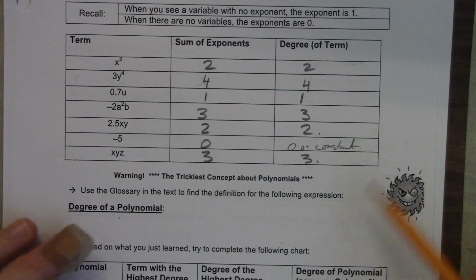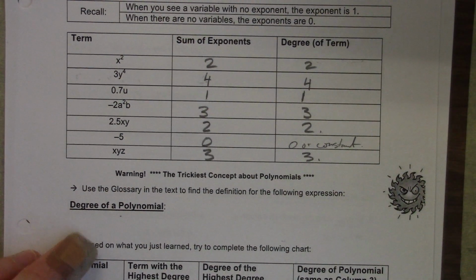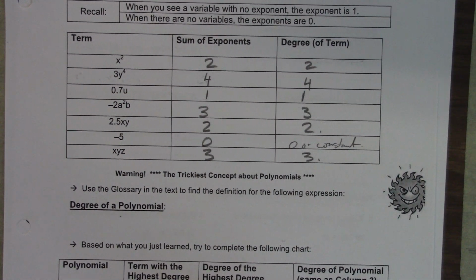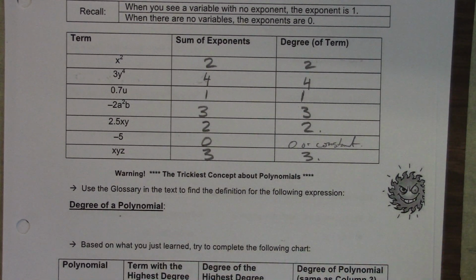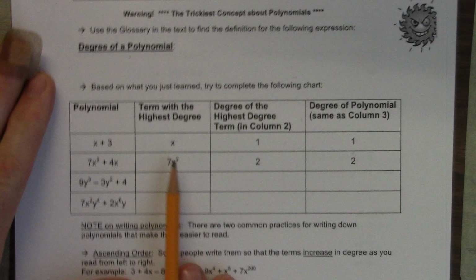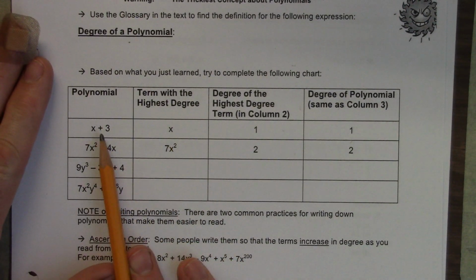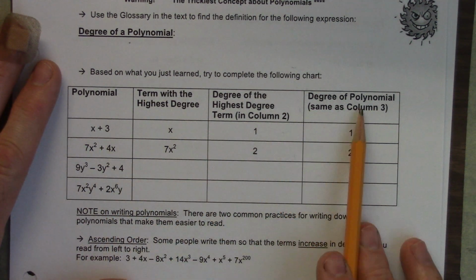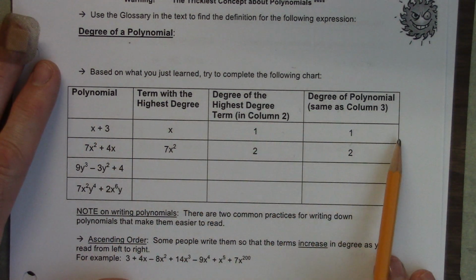Okay? So it says, use the glossary in the text to find the definition of the following expression. Degree of a polynomial. I think we did that already. Yeah, we just did that one. Based on what you just learned, try to complete the following chart. Okay, so we have some examples here. Term with the highest degree is x. The degree of the highest degree term is 1. And then the degree of the polynomial is 1.